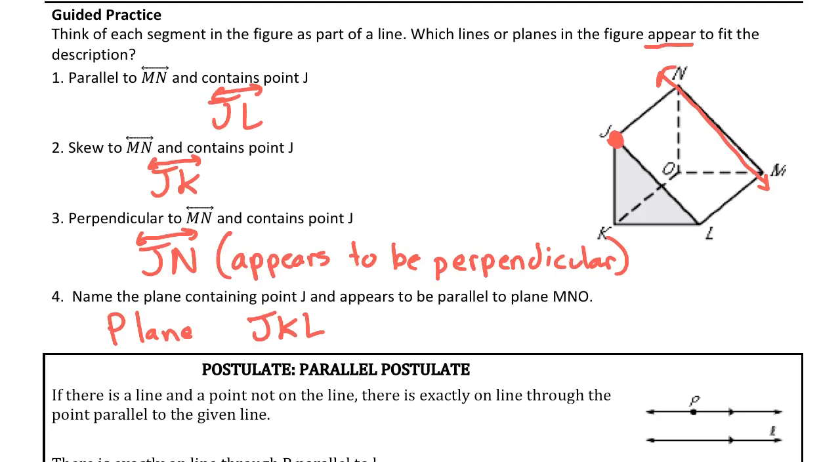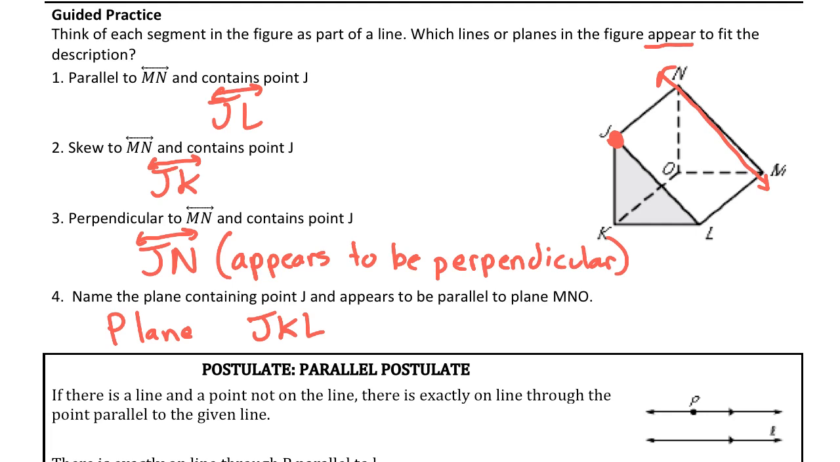Okay, so in number 1, it says we're looking for a line parallel to MN that contains point J. So I traced MN and I traced point J because I'm looking for a line that crosses through J and is part of the same plane as MN. So here's JL. I would say JL looks parallel. It's kind of like a triangle, where you can think about this as almost like a roof.